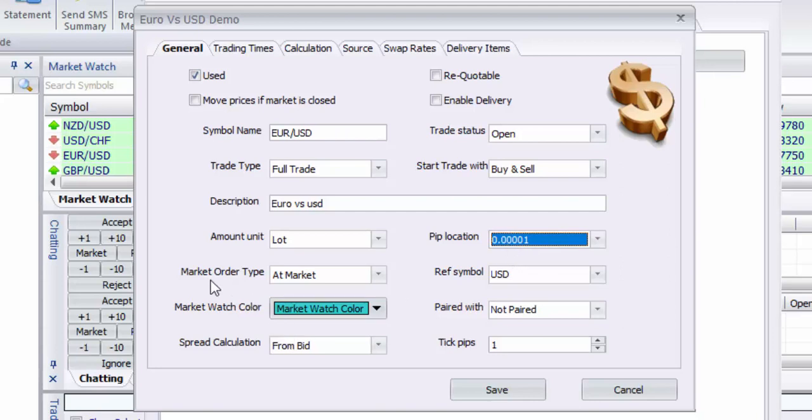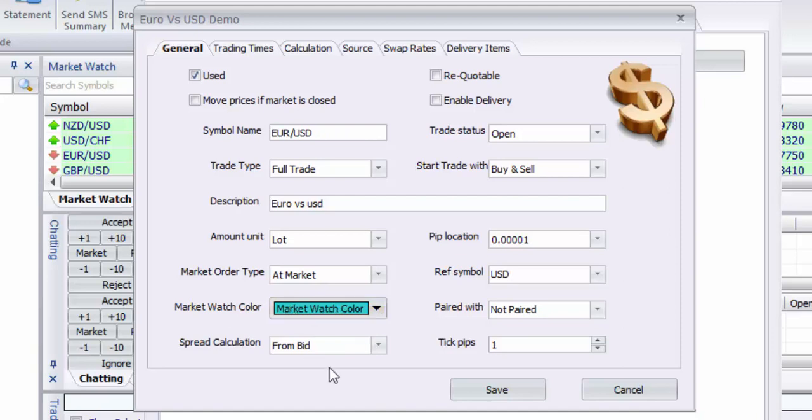Market order types reflect prices or the word market on many windows in the platform, like pending, journal, and the one-click trading window. The reference symbol: if it has a reference symbol, you can choose it from here. It will calculate the value of the symbol according to the reference symbol here, and it uses it in the calculation of the profit formula. And the market watch color, the highlighting of the symbol on the market watch.